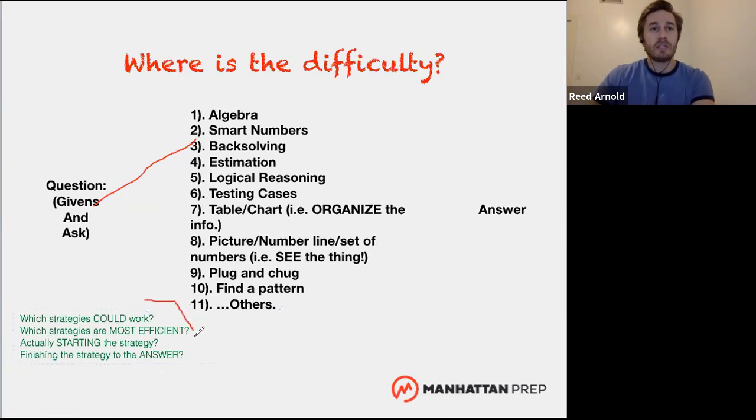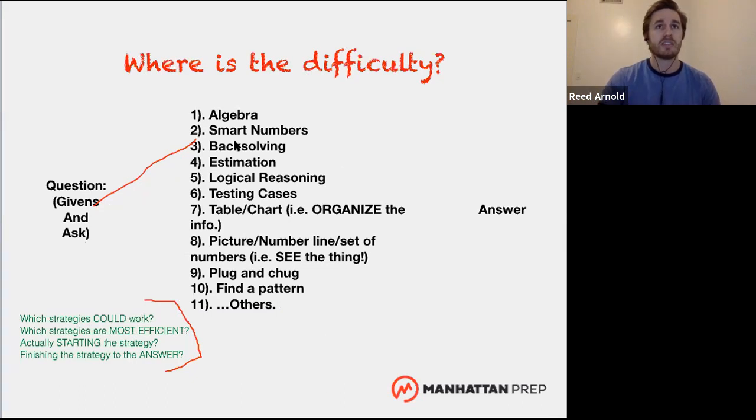All of these moments in the problem-solving process have the chance to be mind-bogglingly difficult. Sometimes all of them are hard. Sometimes the first two are easy, and then the third is hard. Sometimes the first three are easy, and the fourth is a nightmare, right? There's a lot of variety here. But when reviewing a problem-solving question, it's really worth asking, where is the most difficulty? Is it hardest to just figure out what strategies could work? Is it hardest to pick one that is most efficient? Is it hard to even start a strategy? Where is the difficulty and why is that the difficulty?